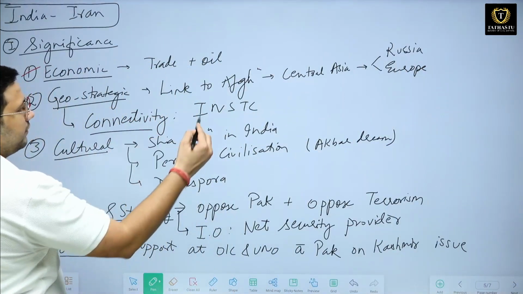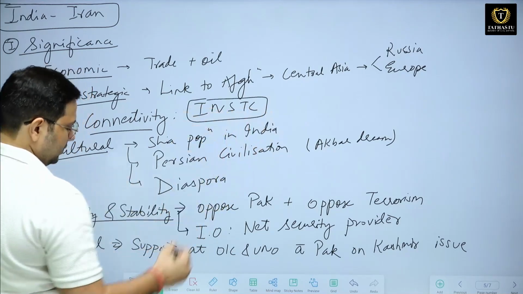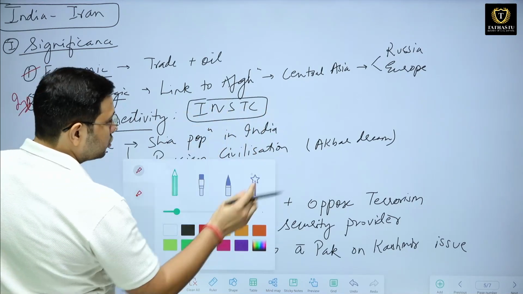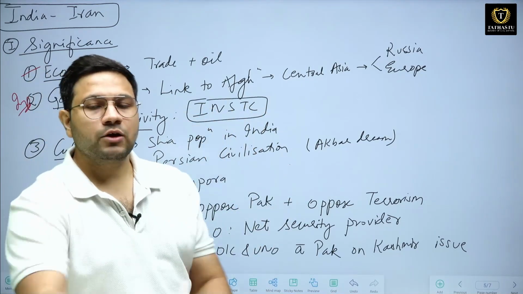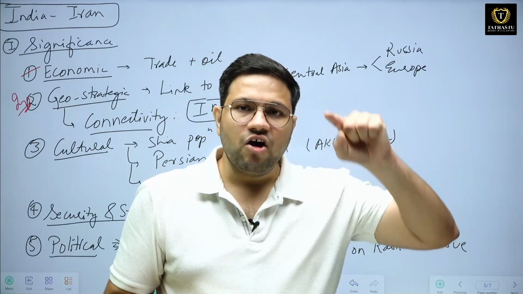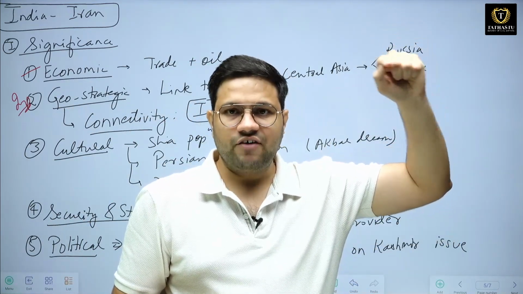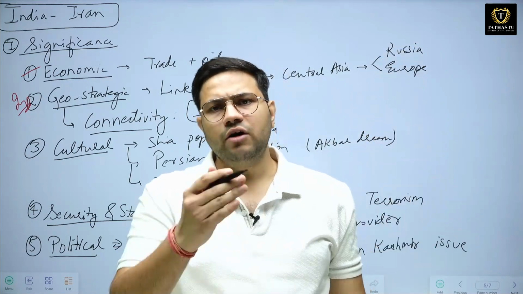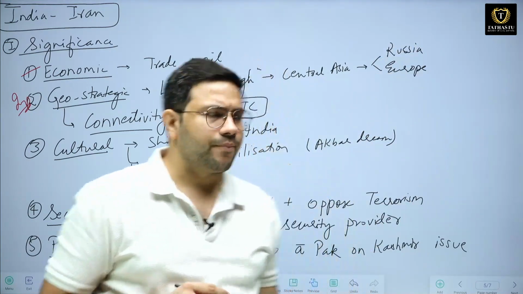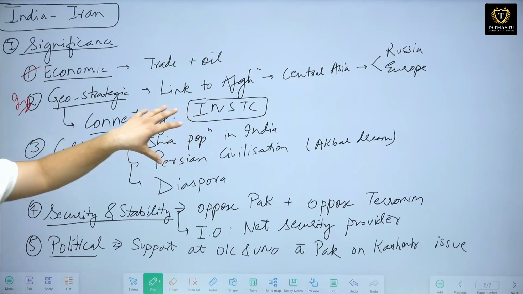So for this connectivity, we are developing INSTC. It is the International North-South Transport Corridor. So India will be going to Iran. From Iran, they will use the Caspian Sea to go to Russia, and from Russia they will go to Europe, or from the Caspian Sea they can go to Europe. So this is the International North-South Transport Corridor.